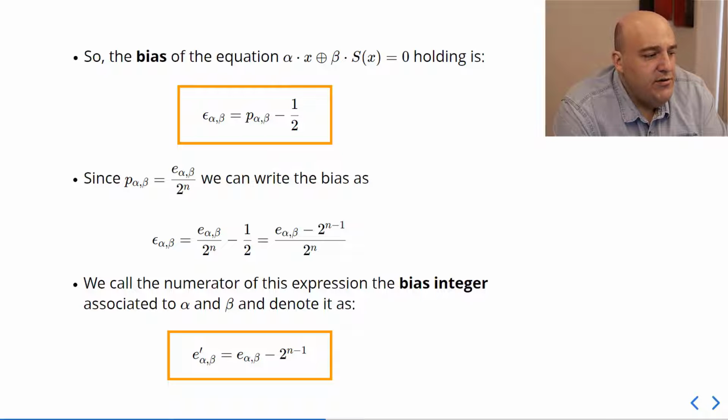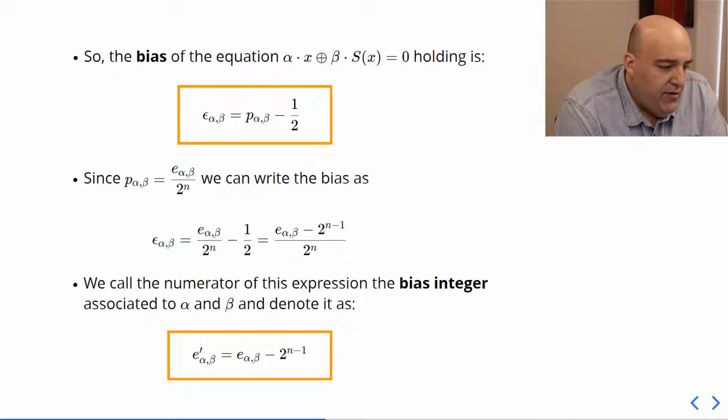Now, why don't we just substitute? We know that P alpha beta is E alpha beta over 2 to the n, so let's substitute that in our equation for the bias. So epsilon is P minus a half, which is E over 2 to the n minus a half. Then you get a common denominator, and you see it's E minus 2 to the n minus 1 over 2 to the n. I'm saying E, but I really should say E alpha beta. So the bias can be expressed as a fraction. The denominator is 2 to the n, and the numerator is E alpha beta minus 2 to the n minus 1. And we're going to give that a special notation.